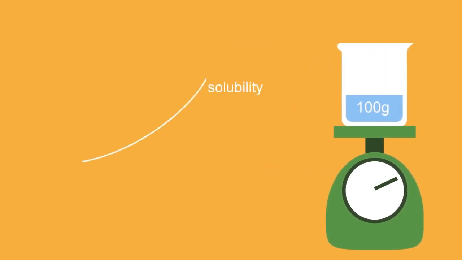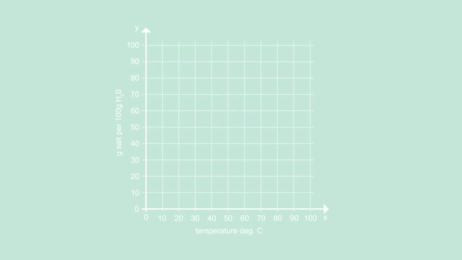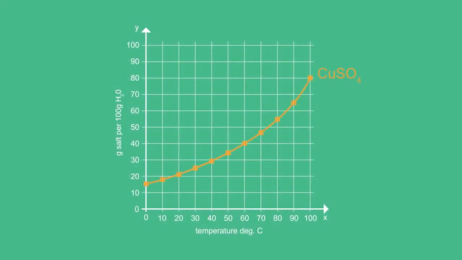We can plot solubility as a function of temperature to give a solubility curve. Here are solubility curves for copper 2 sulfate and potassium sulfate. We can see that for all temperatures, copper 2 sulfate is more soluble than potassium sulfate. From a solubility curve, it is also possible to find solubility at a certain temperature.